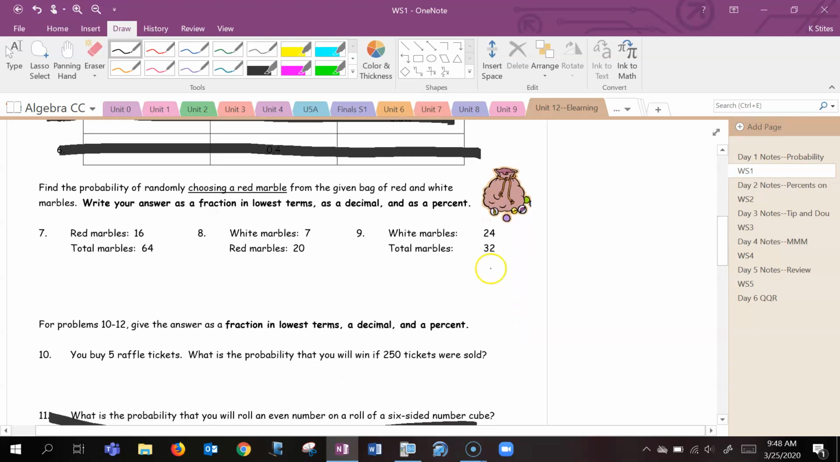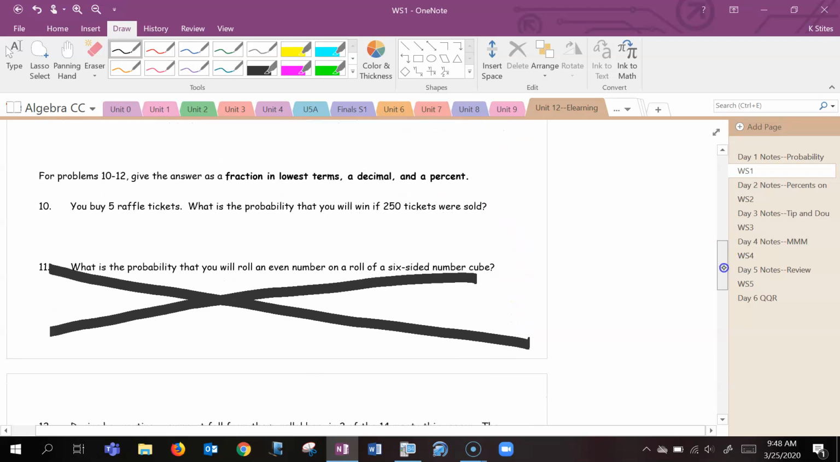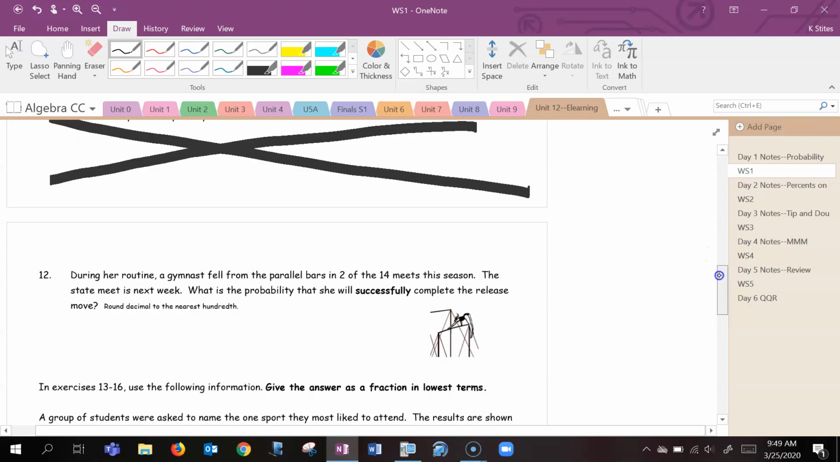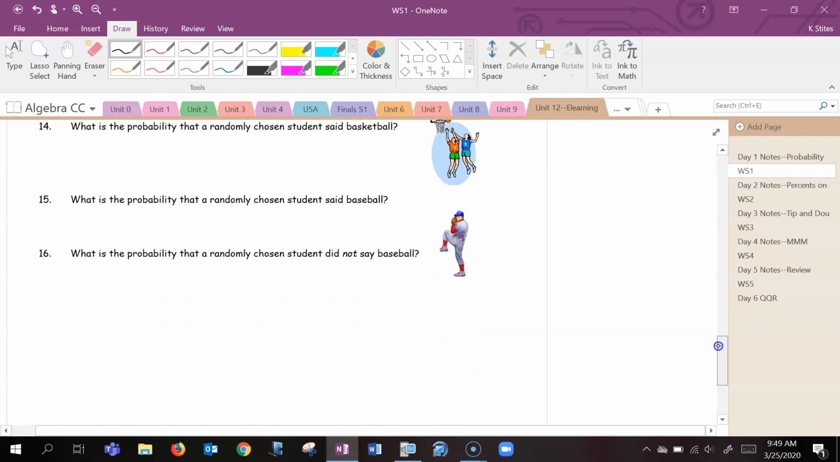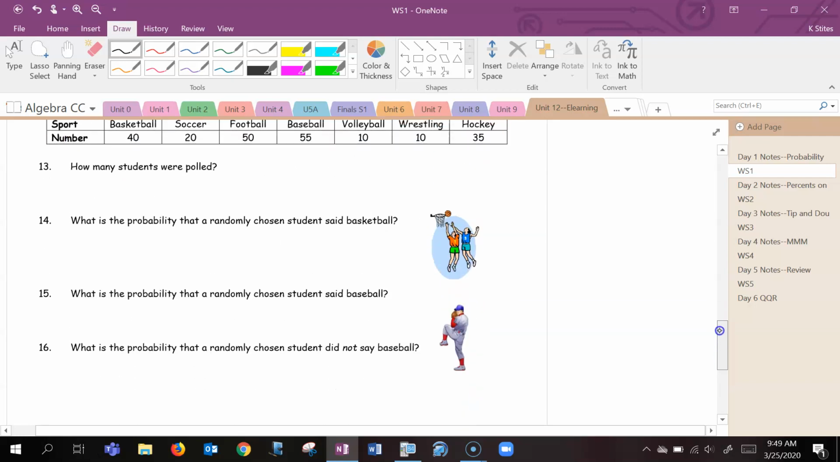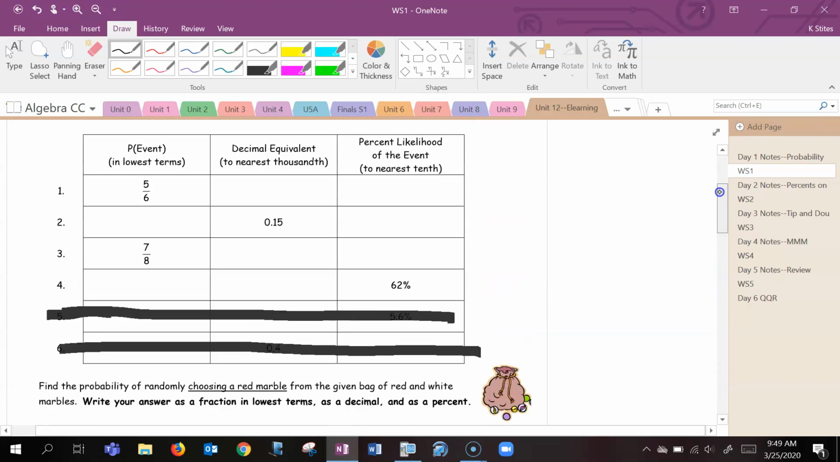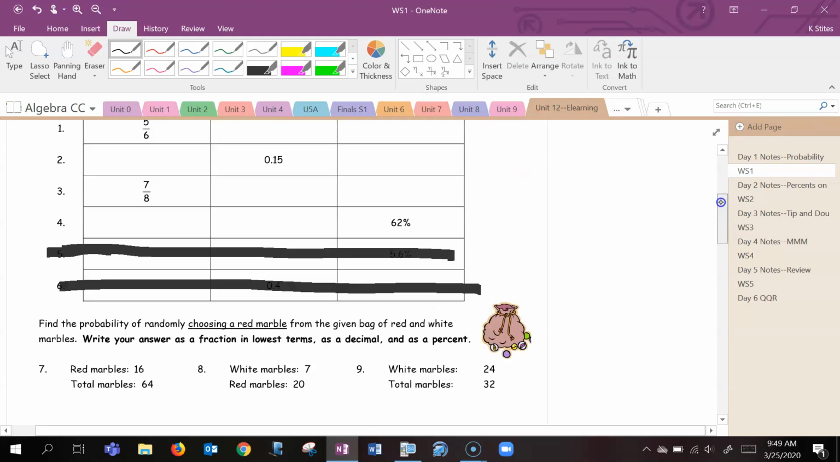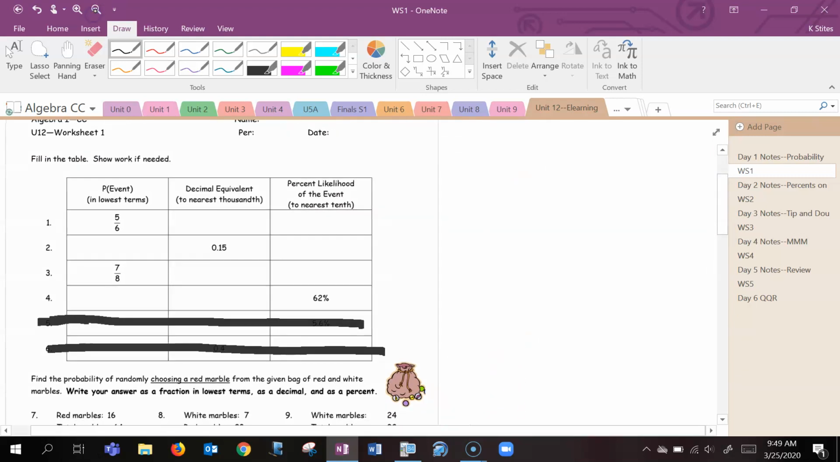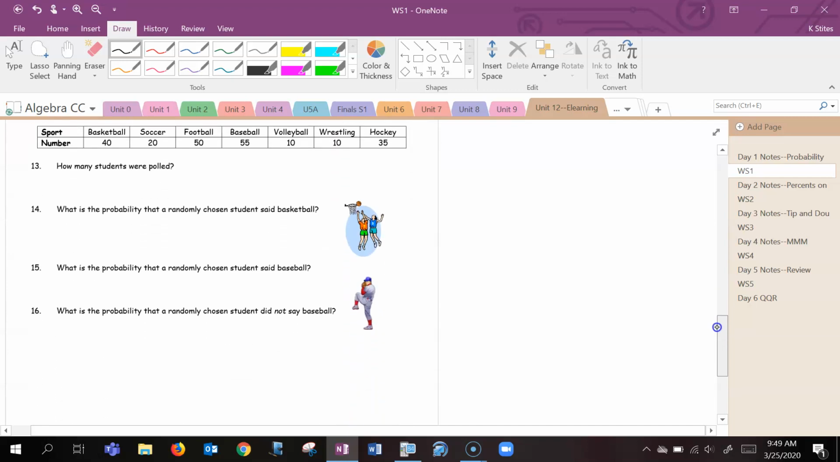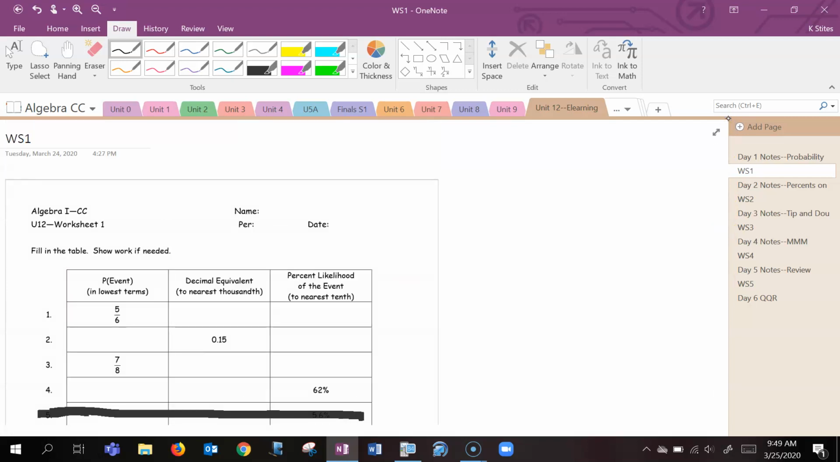Okay, then you have some marble problems. All right, you can get rid of number 11. Okay, and you're going to keep the rest because it's not very long after that. Okay, so again, you're cutting 5 and 6 and number 11, and you should be able to do the rest of this pretty quickly. Okay, and then you're just going to go ahead and submit it on Canvas for me.